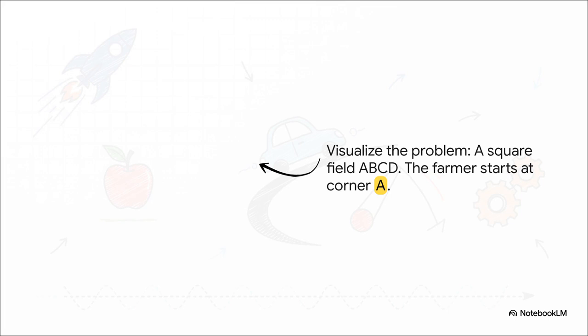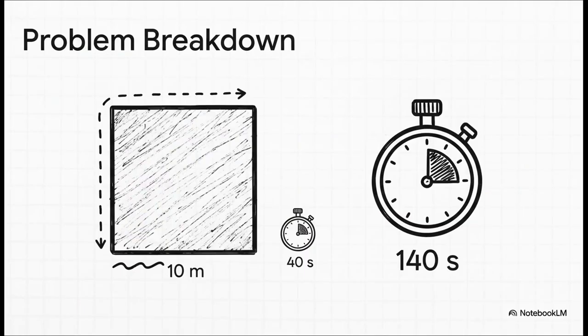Try to think about it as we go. First things first, let's draw it out. We have a square field. Let's label the corners A, B, C, and D. And our farmer starts his journey at corner A. Okay, let's break down the numbers. The side is 10 meters, so the total perimeter is 10 times 4, which is 40 meters. And the question says he takes 40 seconds to cover this. Easy enough. Now, the total time is 2 minutes, 20 seconds. We need to convert that all to seconds, right? So, 2 minutes is 120 seconds. Plus the 20 seconds, that gives us a total time of 140 seconds.